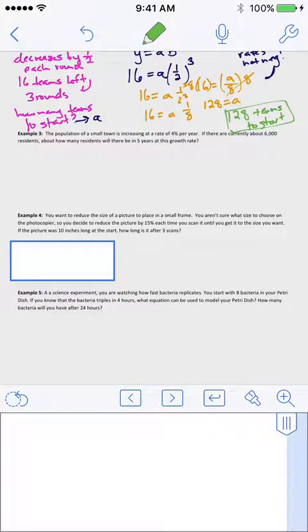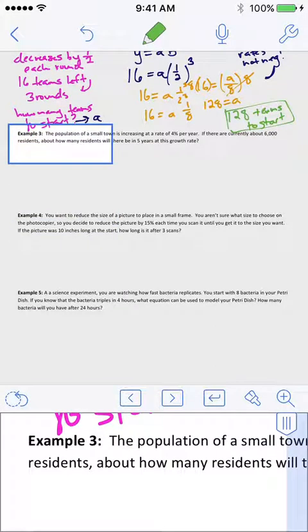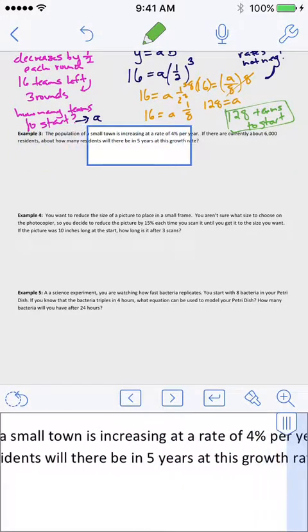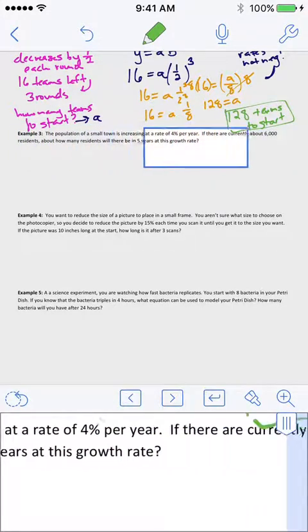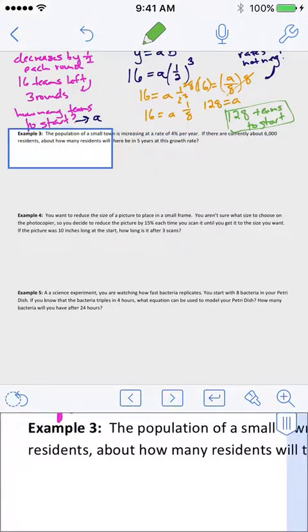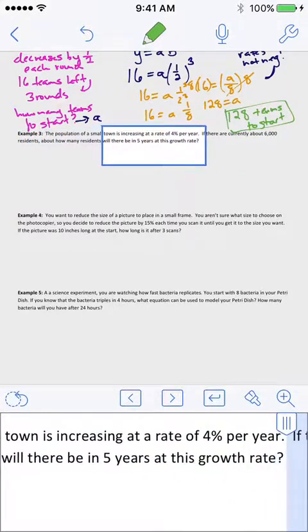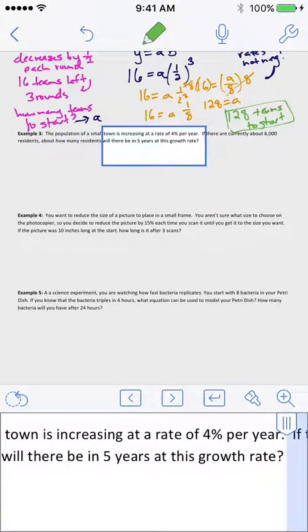Let's do the next one together, and then I'll have you do number 4 by yourself. So let's try the next one together. The population of a small town is increasing at a rate of 4% per year. If there are currently 6,000 residents, about how many residents will there be in 5 years at this growth rate?